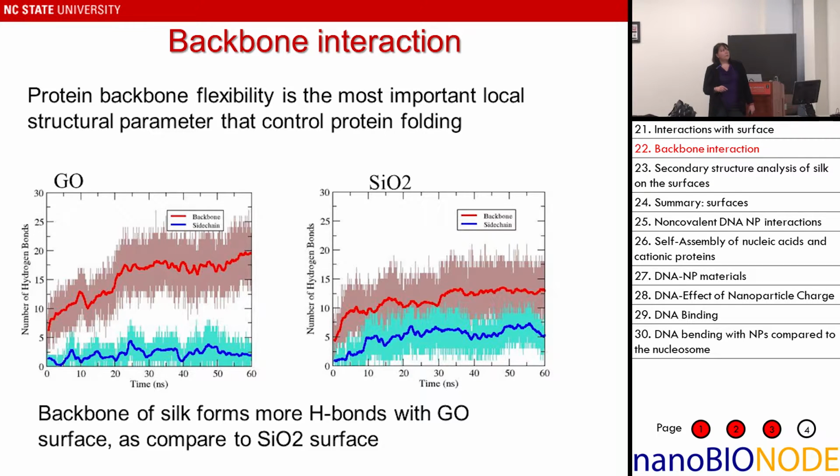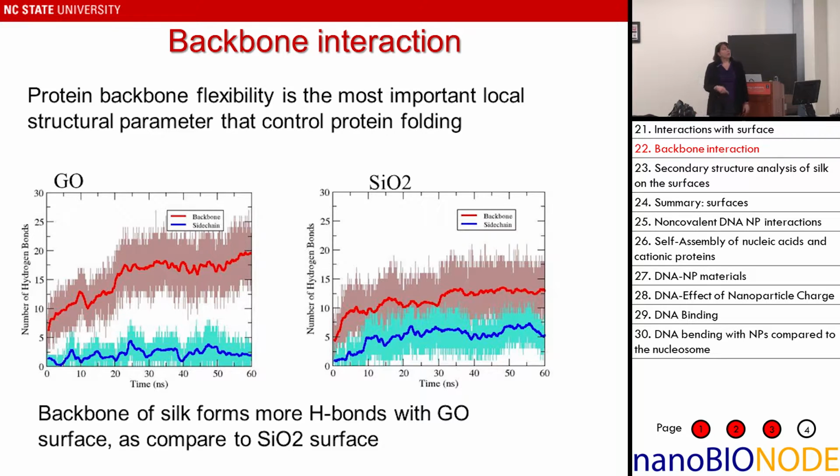So for graphene oxide, backbone forms more hydrogen bonds with the surface than for silicon dioxide. And here we have more hydrogen bonds formed with the side chains. We know that the backbone in proteins is the most important in terms of forming local structural parameters which control the overall protein folds. So what does it mean for us if we compare? We can see that backbone actually forms more hydrogen bonds with the surface.